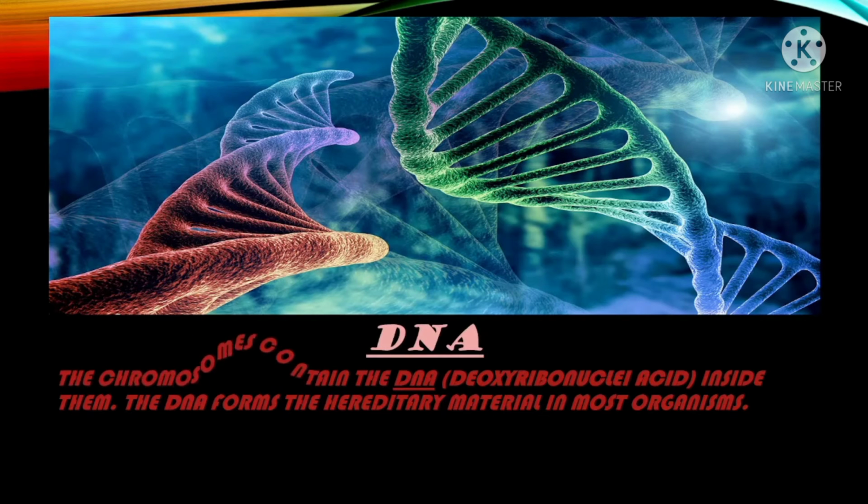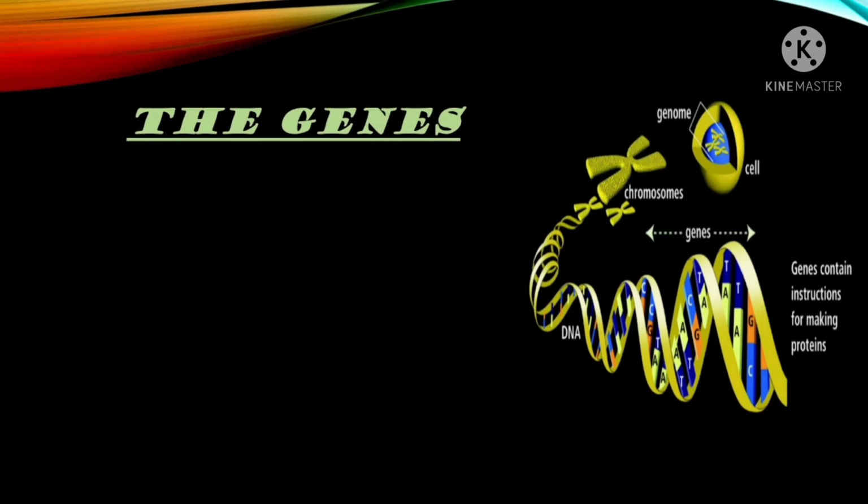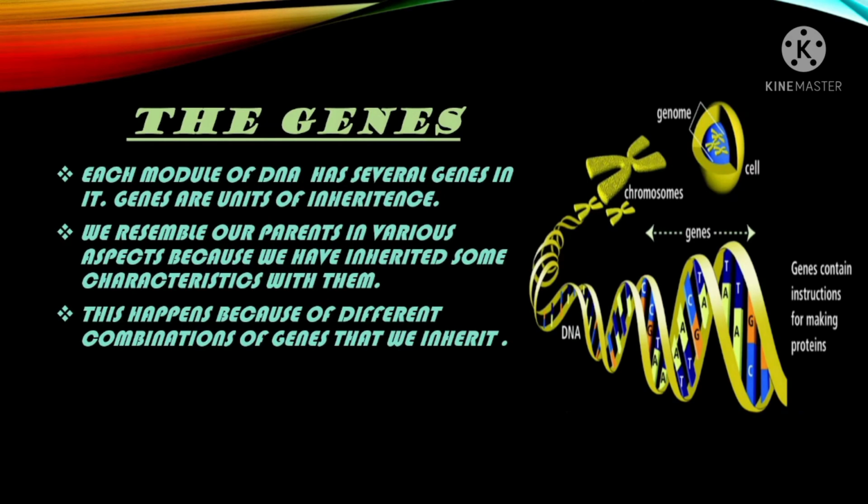DNA. The chromosomes contain the DNA, deoxyribonucleic acid, inside them. The DNA forms the hereditary material in most organisms. The genes. Each molecule of DNA has several genes in it. Genes are units of inheritance. We resemble our parents in various aspects because we have inherited some characteristics from them. This happens because of different combinations of genes that we inherit.